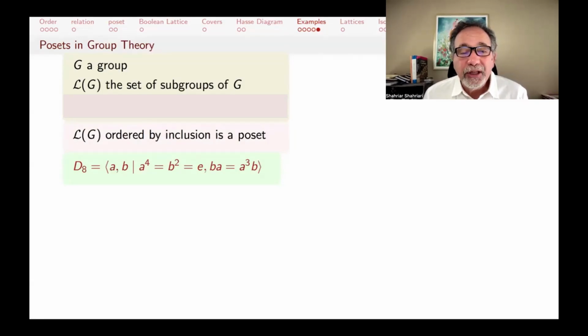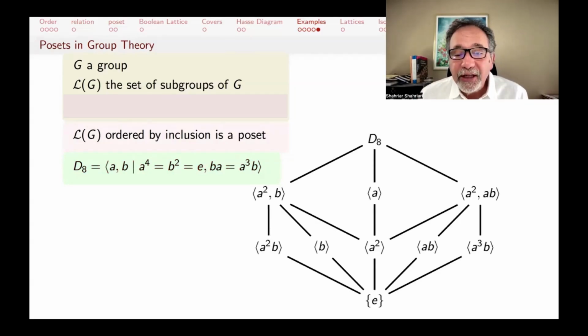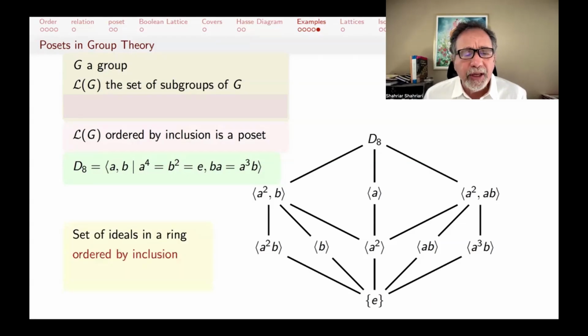D8 is the symmetries of a square. A is the 90-degree rotation counterclockwise, and B is a reflection. Here's the Hasse diagram of it. So these are all the subgroups of D8 ordered by inclusion. And in group theory, we can get very far if we know this poset. Watch my videos on the lattice of subgroups of groups in my algebra collection. Also in ring theory, the set of ideals in a ring ordered by inclusion also forms a poset.